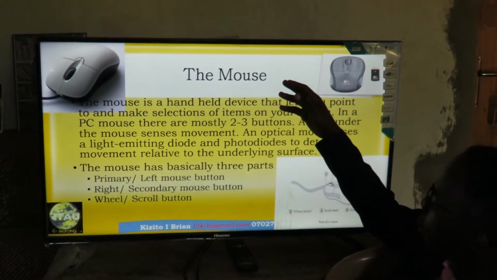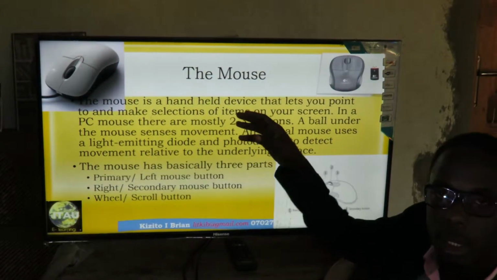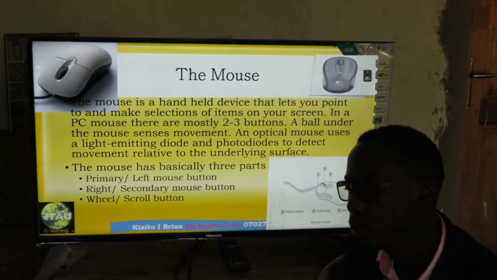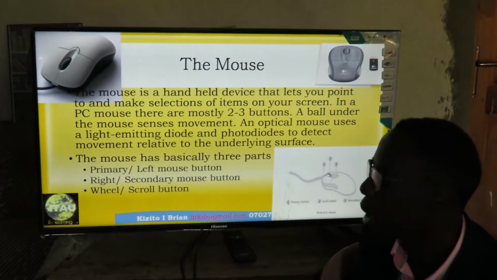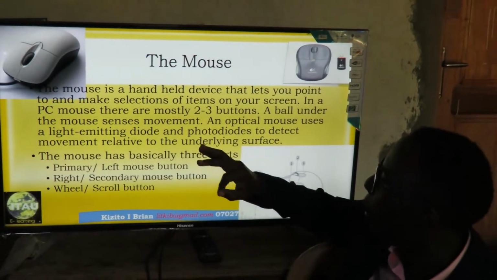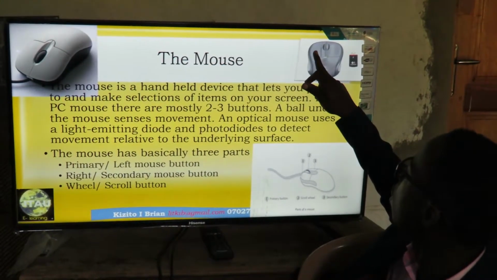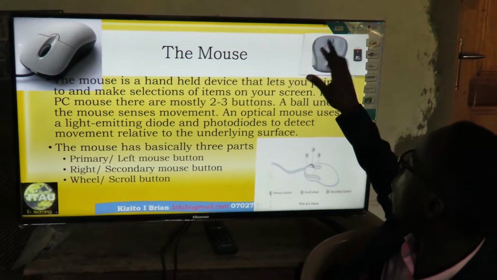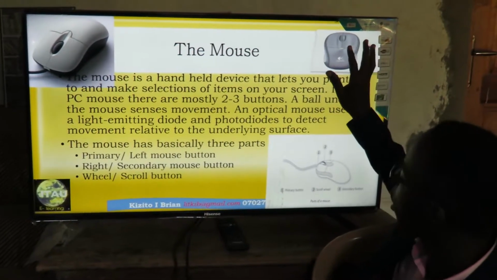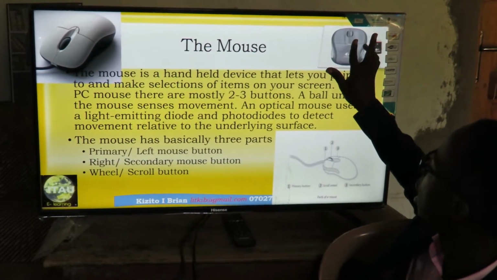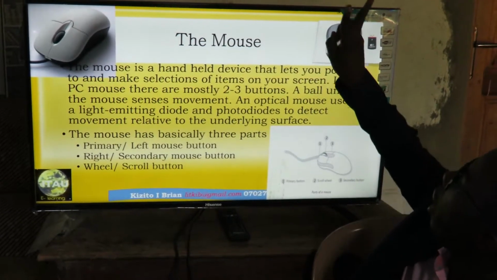We have a mouse. A mouse is a handheld device of a computer. The mouse has basically 3 buttons. If you have a look at this mouse here, it is actually pointing in the right direction. The mouse has basically 3 buttons.